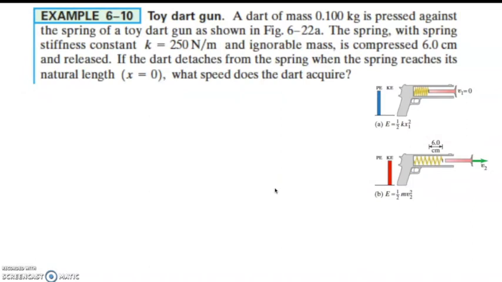Okay, so toy dart gun. A dart of mass 0.1 kilograms is pressed against the spring of a toy dart gun. The spring with spring stiffness constant of 250 newtons per meter, and mass that we are going to ignore, is compressed 6 centimeters and released. If the dart detaches from the spring when the spring reaches its natural length, what speed does the dart acquire? Do it now.